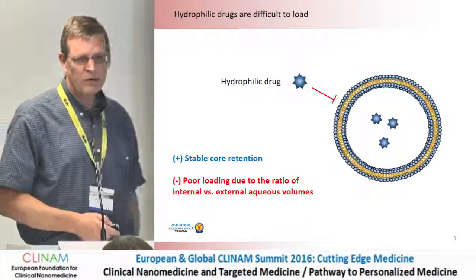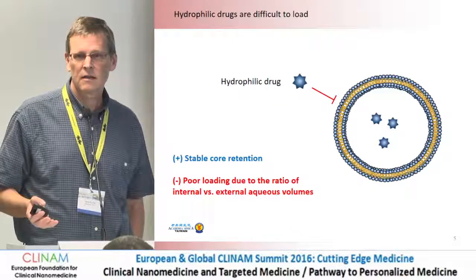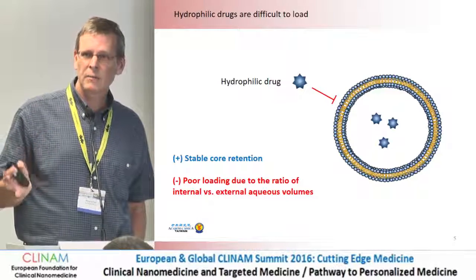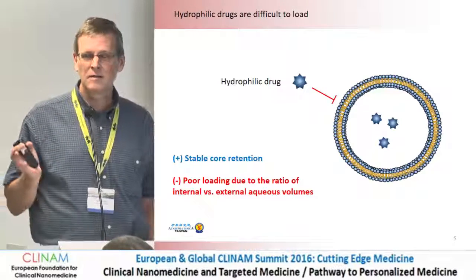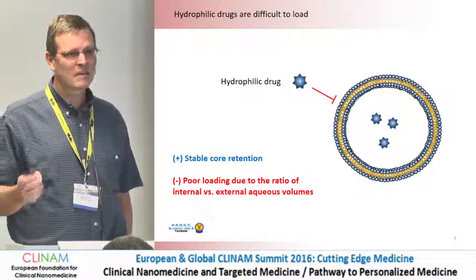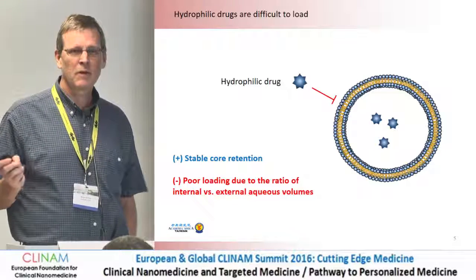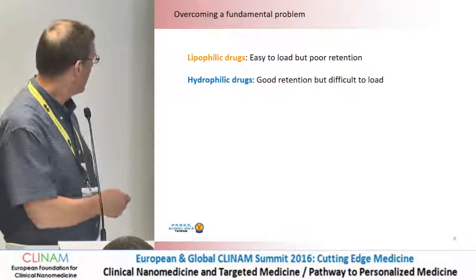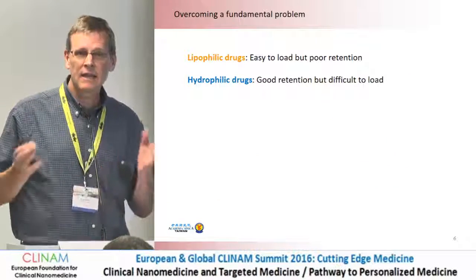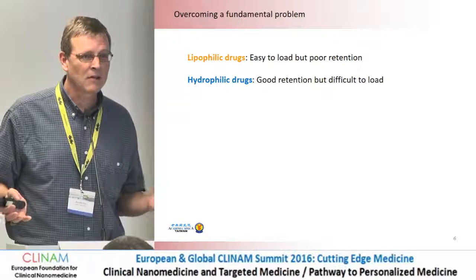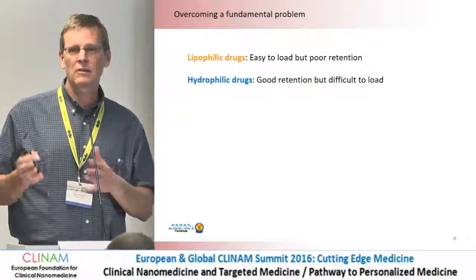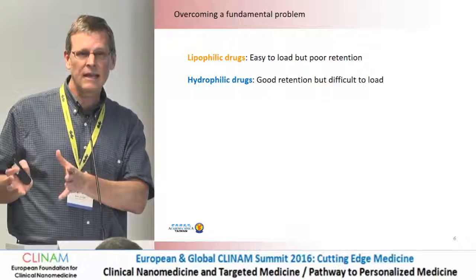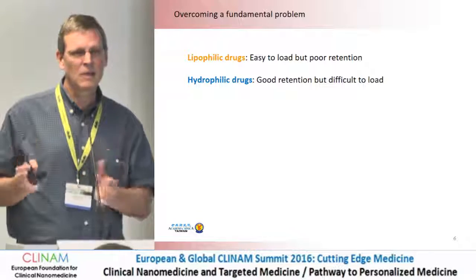If you have a hydrophilic drug, like doxorubicin, if you can get it into the liposome, it's really great because it will be stable. But the problem is how to get it inside. So we got a fundamental problem. The lipophilic drugs are really easy to get into liposome, but they're easy to get back out. You can't retain them. Hydrophilic drugs are good to stabilize and stay in liposomes, but you can't get them in.